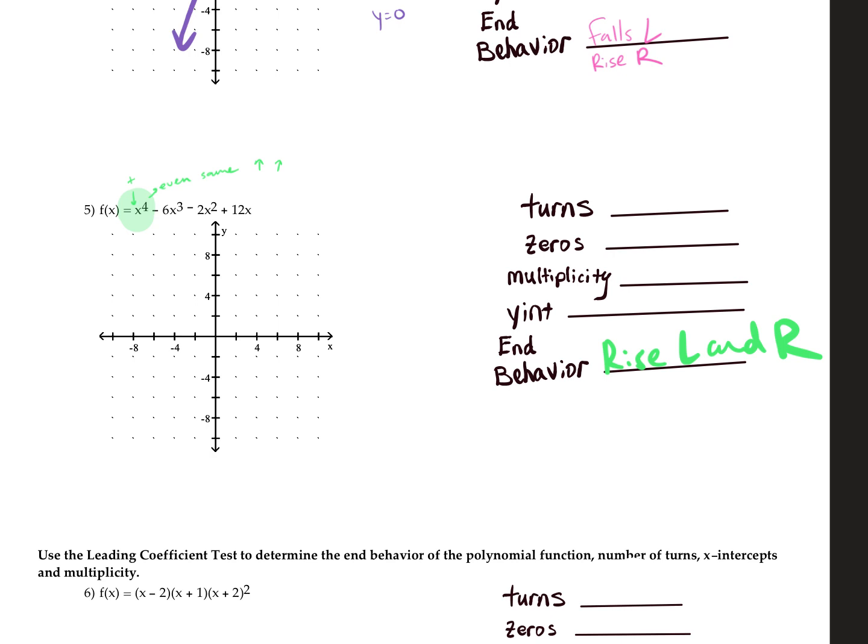And then next we can state the turns, which is our degree minus 1. So it would be 4 minus 1, which is 3. And then next we want to find the zeros. So we're going to have to factor.